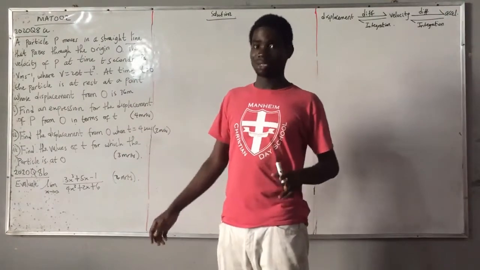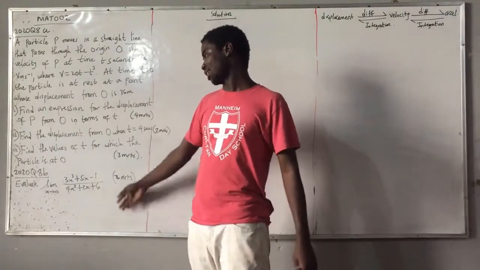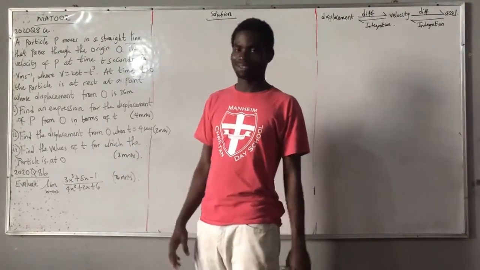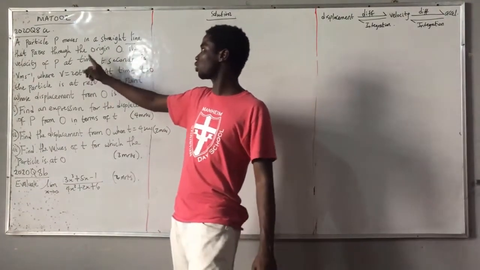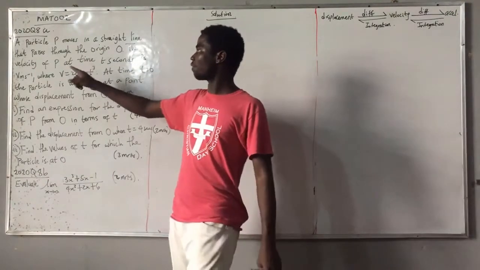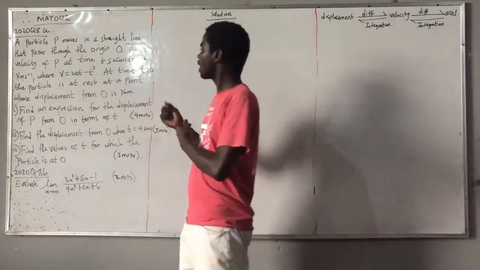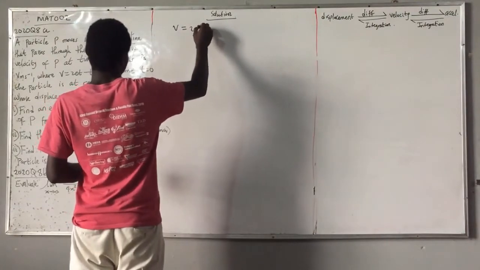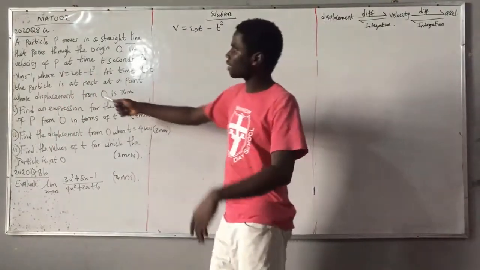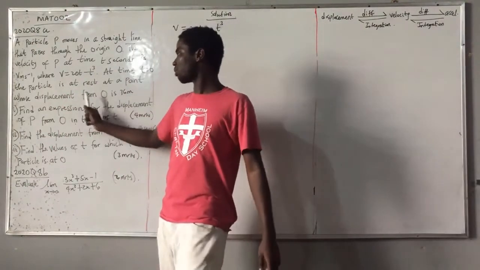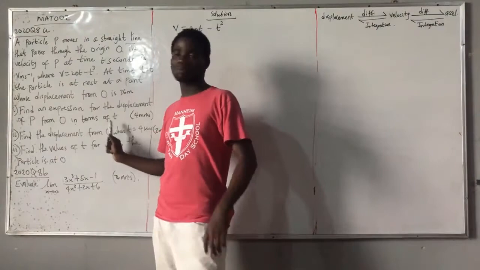This is another question. This is for 2020 question 8A, and the total marks here is 9, and this is 8B, 2 marks. Now, a particle P moves in a straight line that passes through the origin O. The velocity of P at time t seconds is v meters per second, where v is equal to 20t minus t cubed, right? At time t equal to 0, the particle is at rest at a point whose displacement from O is 36 meters. And I say find an expression for the displacement of P from O in terms of t.